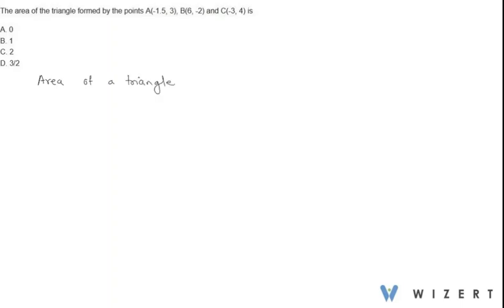formed by vertices (x1, y1), (x2, y2) and (x3, y3) is given by half into x1 into (y2 minus y3) plus x2 into (y3 minus y1) plus x3 into (y1 minus y2).